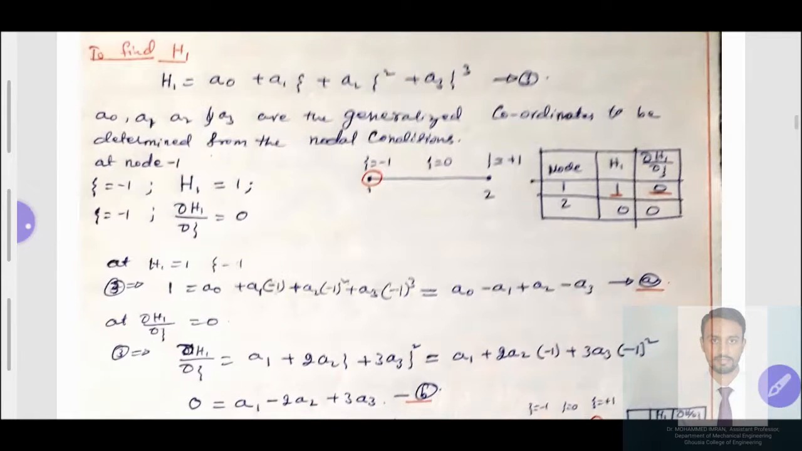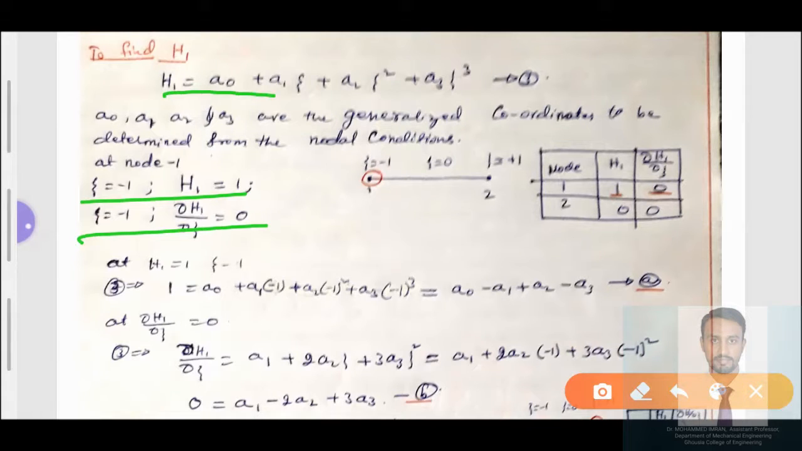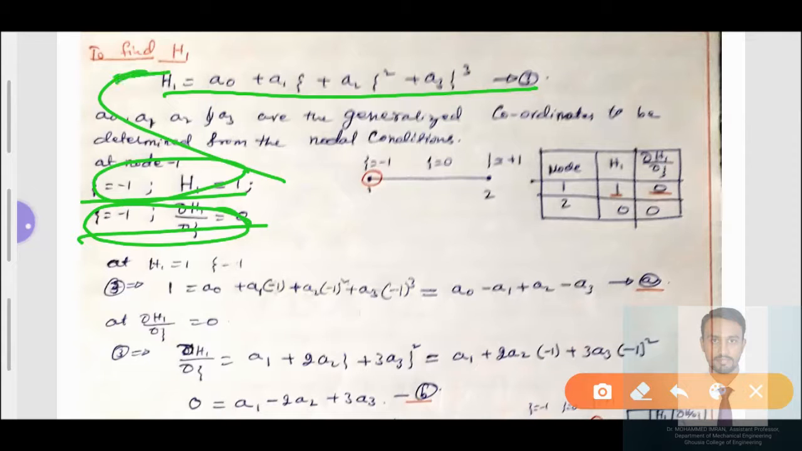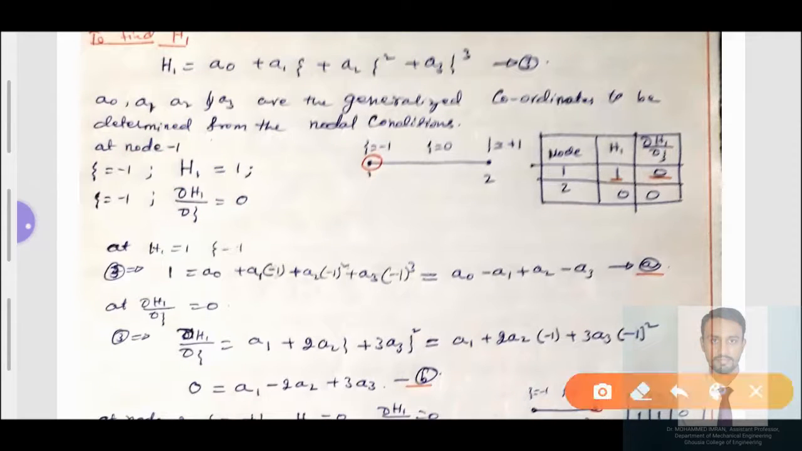Now to apply this boundary condition, we need to differentiate this equation once. To get this boundary condition directly, we'll take this equation. So first, I'll differentiate equation number 3 with respect to zeta, and we'll get this equation. Now first I'll take boundary condition number 1: h1 is equal to 1 at zeta equal to -1, where h becomes h1 and that value is equal to 1. I am applying this first boundary condition to equation number 3.